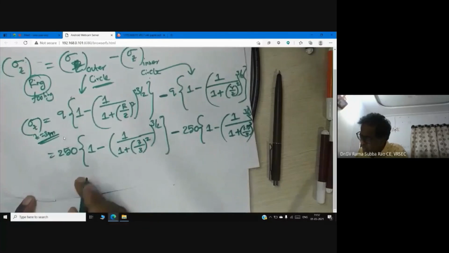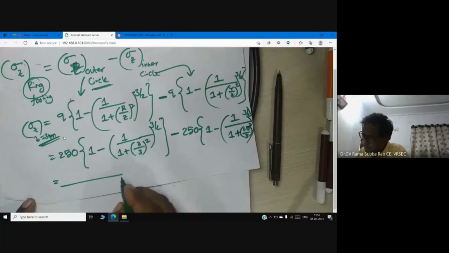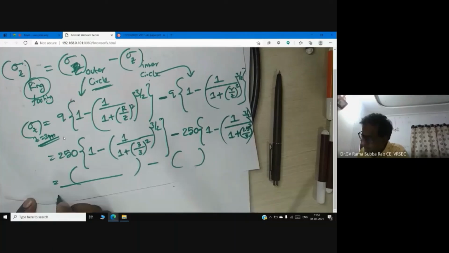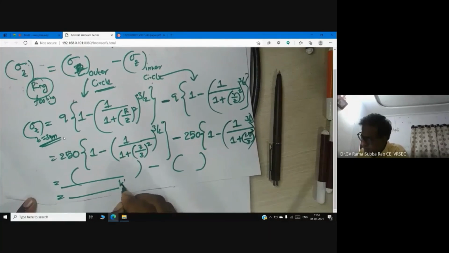So usually, you need to answer like this. Get this value minus get this value. Tell me the answer in kilonewton per meter square.